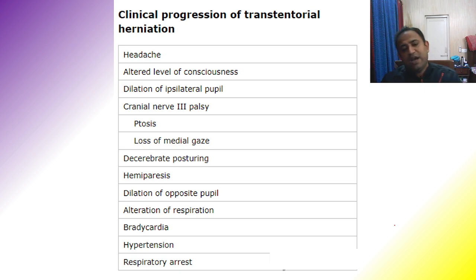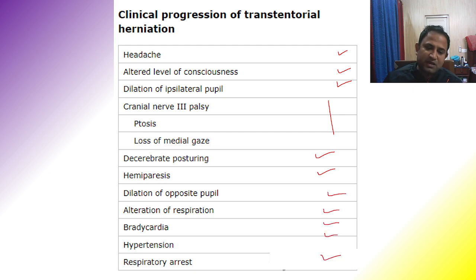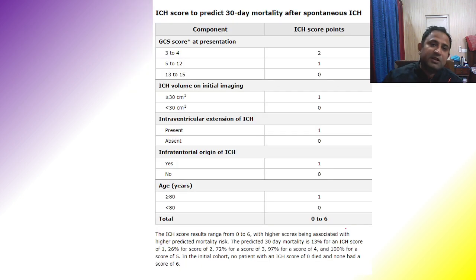So this is what we have discussed earlier, how a transtentorial herniation presents. Firstly increased headache, followed by altered level of consciousness, dilatation of the ipsilateral pupil, third cranial nerve palsy, followed by decerebrate posturing, with hemiparesis, hemiplegia predominating, then dilatation of the alternate pupil, followed by Cheyne-Stokes respiration, bradycardia, hypertension, and then finally cardiorespiratory arrest.